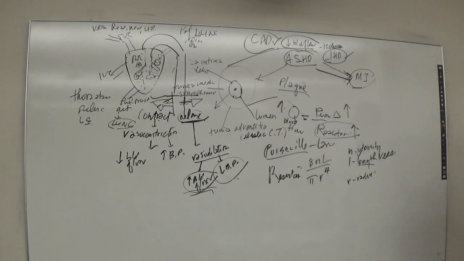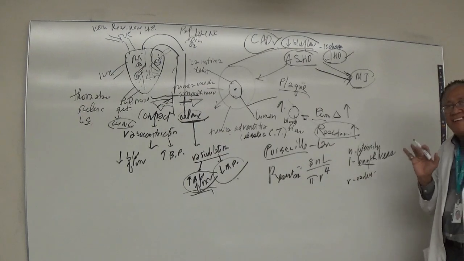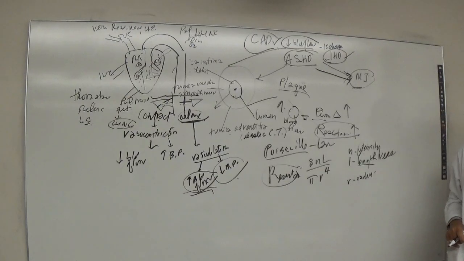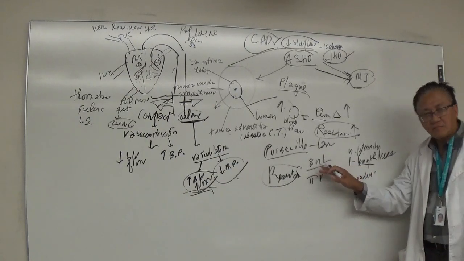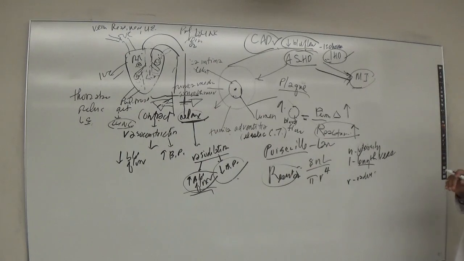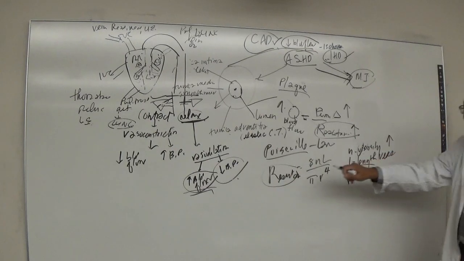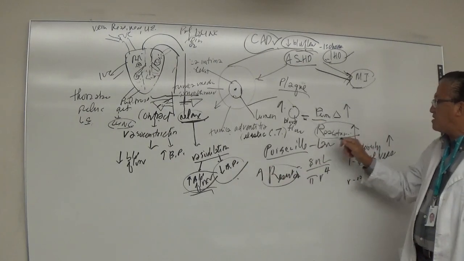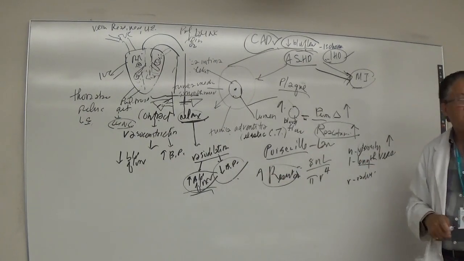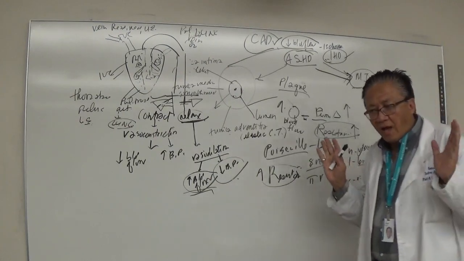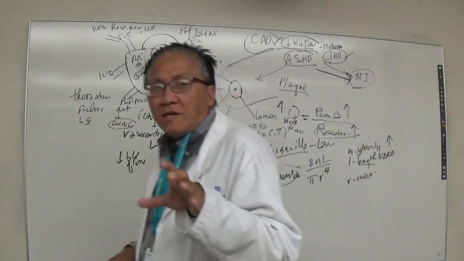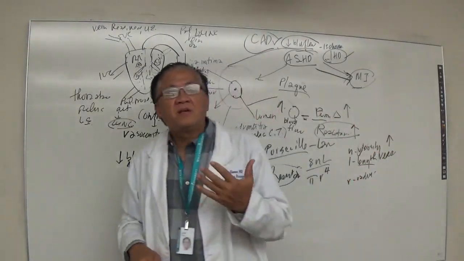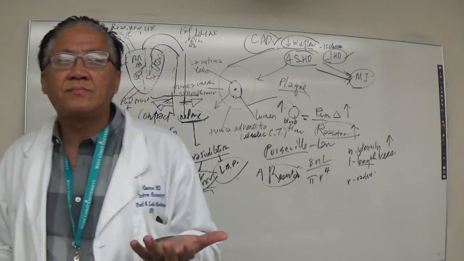Now, the idea, therefore, is what is the relationship between viscosity and resistance? Direct or inverse? Again, direct. They're numerators, which means that if you increase the viscosity, what happens to the resistance? Increased resistance, decreased blood flow. The bottom line is, it's not only knowing the formula, it's not only knowing the relations between all these factors, but you have to be able to cite examples.